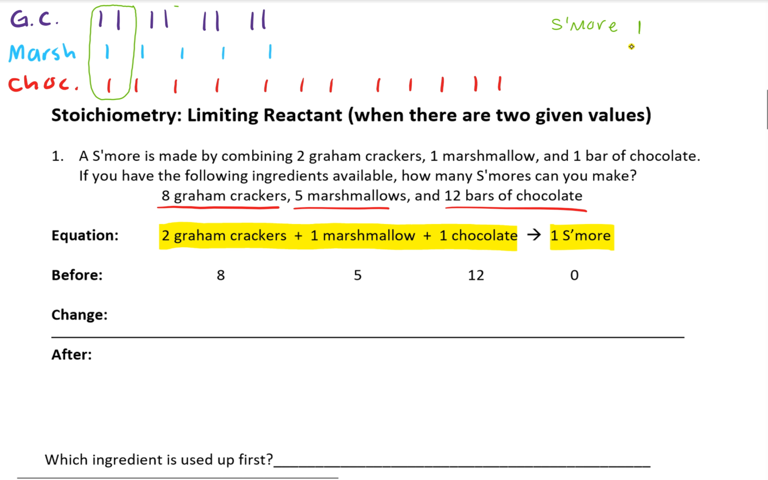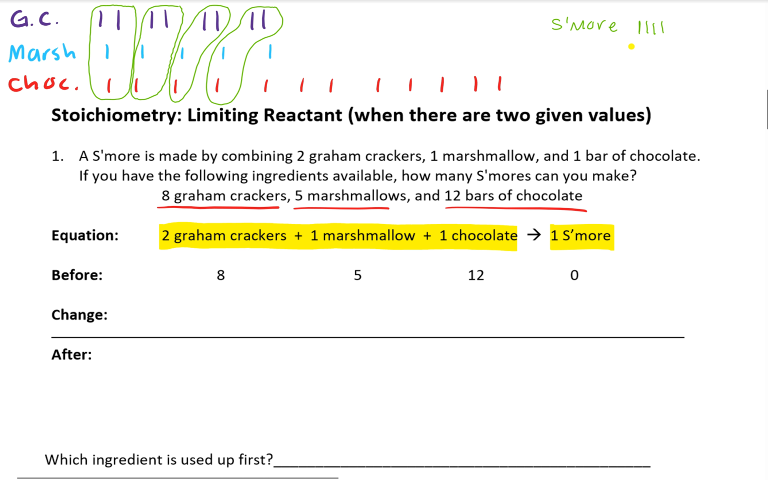I'm going to repeat this. I'm going to grab 2 more graham crackers, a marshmallow, and a chocolate. That together makes another s'more. Repeat, 2 graham crackers, 1 marshmallow, 1 chocolate. A third s'more is made. Repeat, 2 graham crackers, 1 marshmallow, 1 chocolate. A fourth s'more is made.